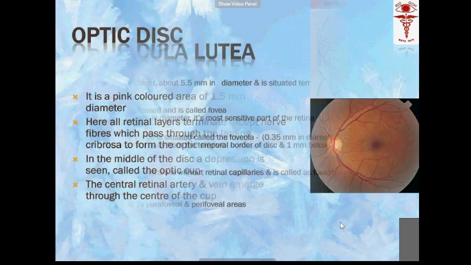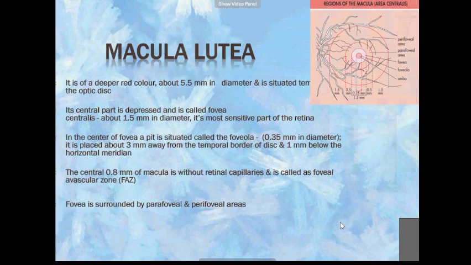So with this anatomy, you should also know what the macula is. This is very, very important with respect to diabetic retinopathy. Okay, so this is about 5.5 millimeter in diameter, compared to the disc, which is 1.5 millimeter. And a central part, about this size, is the fovea. Okay, and then it has the parafovea, which is adjoining the fovea, and the perifovea. So this central 1.5 millimeter is very, very important for us with respect to vision and also diabetic retinopathy. This part of the retina is mostly affected.